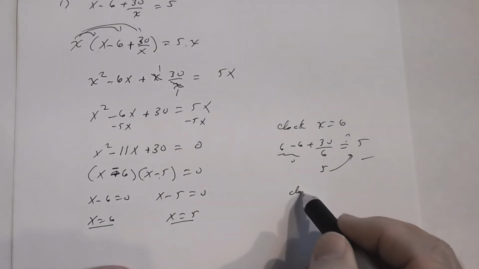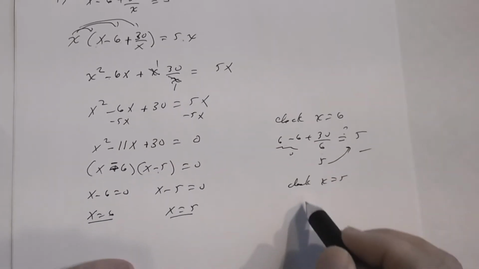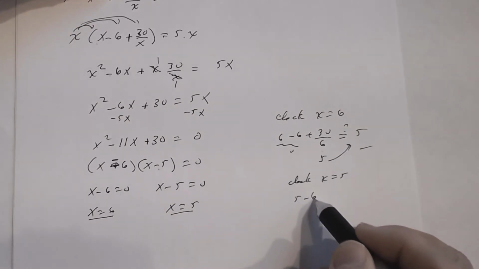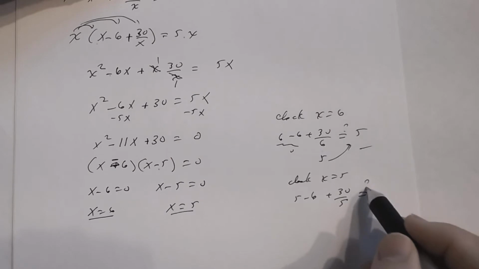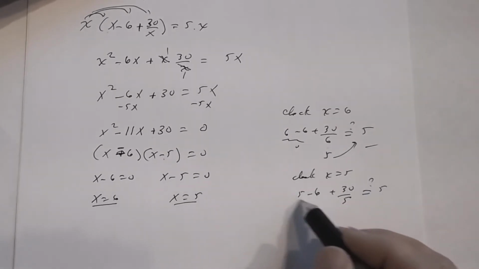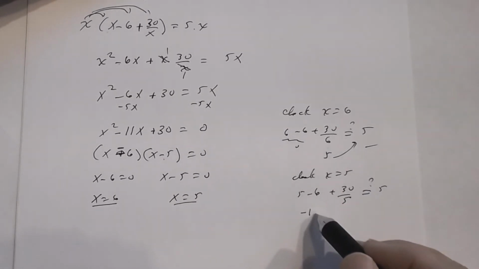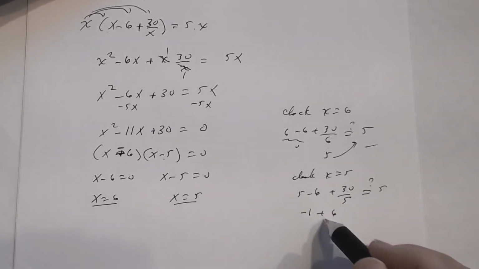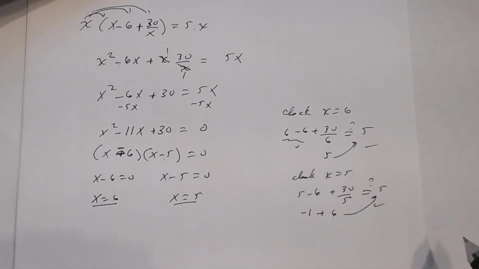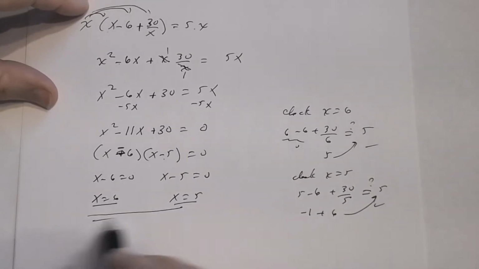If you check x equal 5, we get 5 minus 6 plus 30 divided by 5, right? And I want to see if that's going to equal 5. Well, 5 minus 6 is a negative 1, though. Be careful. And then negative 1 plus, and then 30 divided by 5 is 6. And negative 1 plus 6 is 5. All right, so those are your solutions. Those are your 2 solutions.